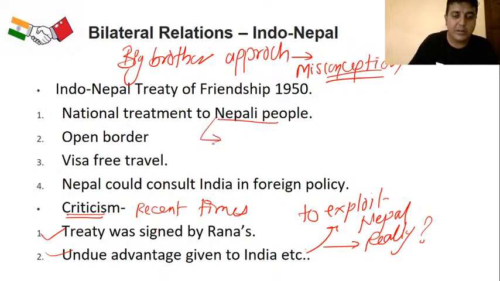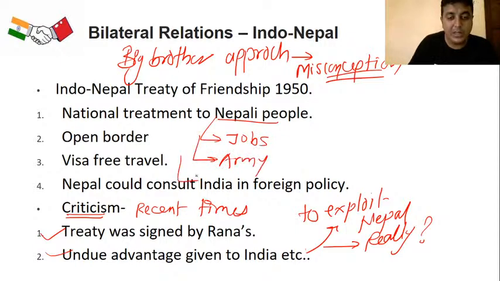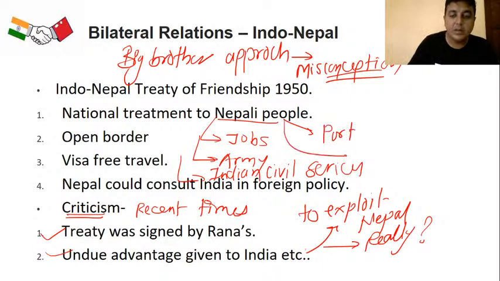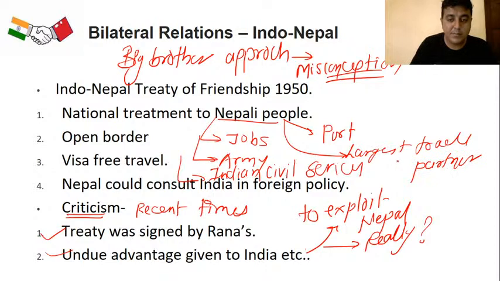Really? So, Nepalis can come to India for jobs. They can serve in the Indian army. They can serve in the Indian civil services. Clear? India gave access to the port, Kolkata port. India is the largest trade partner. India gives preferential treatment, but it does not treat them at par with its own.